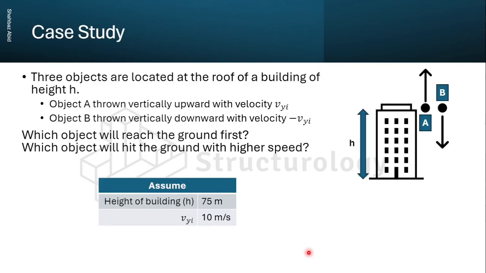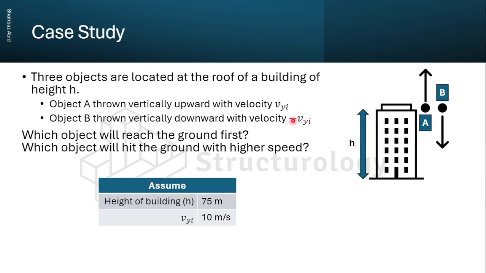To justify these facts, let us do a case study on 2 objects that are at a height h from the ground. The object A is thrown vertically upward with velocity Vy initial.